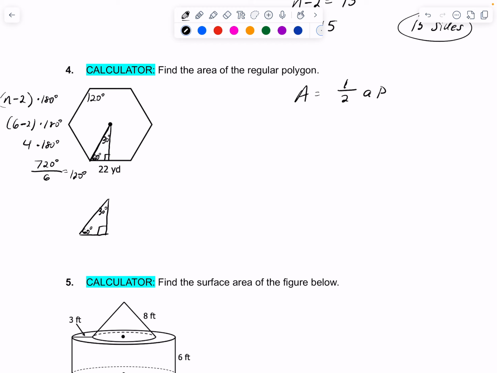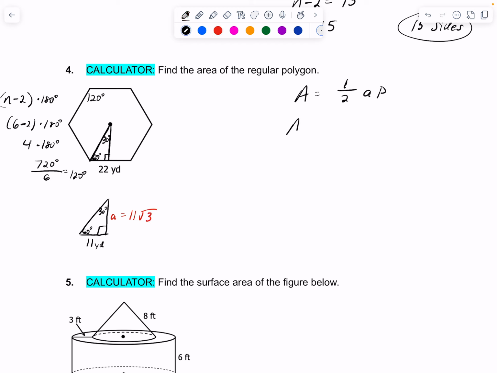Now be careful here, when I draw that apothem straight down in my regular polygon, it's going to split this to be 11 yards. Now I want to find the apothem, which is here. That is going to be across from the 60 degree angle. So I'm going to take my short leg, that 11, and multiply it by √3. So the apothem is 11√3.